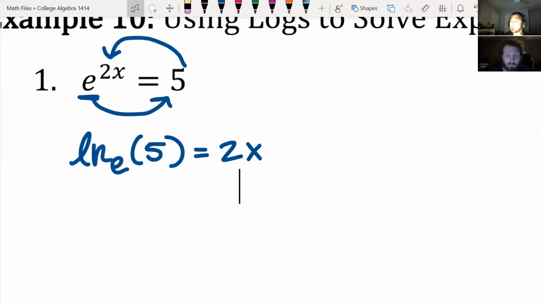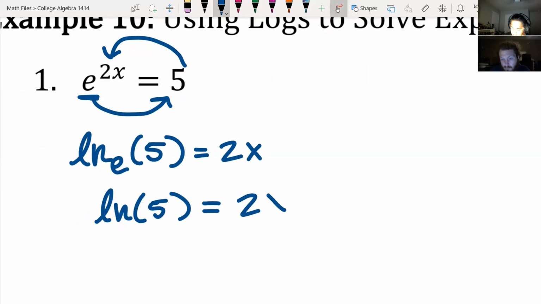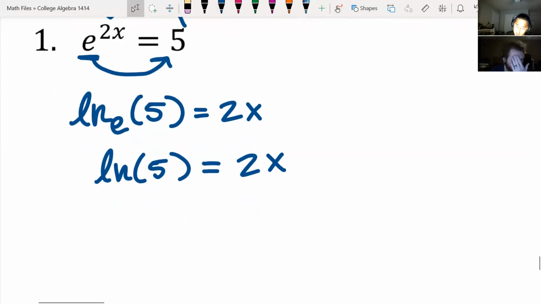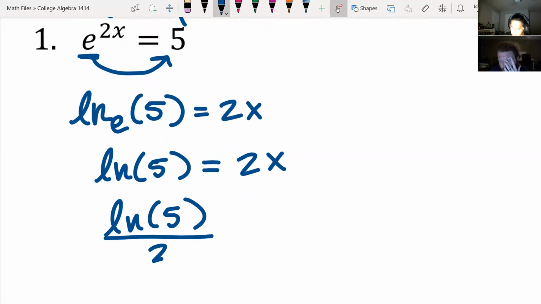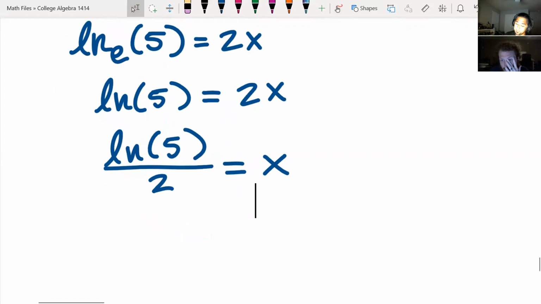Now, we know that the base of the natural log is e, so we're just going to rewrite it as the natural log of 5 equal to 2x. And then just divide by 2. You get the natural log of 5 over 2 equal to x. And there you go.